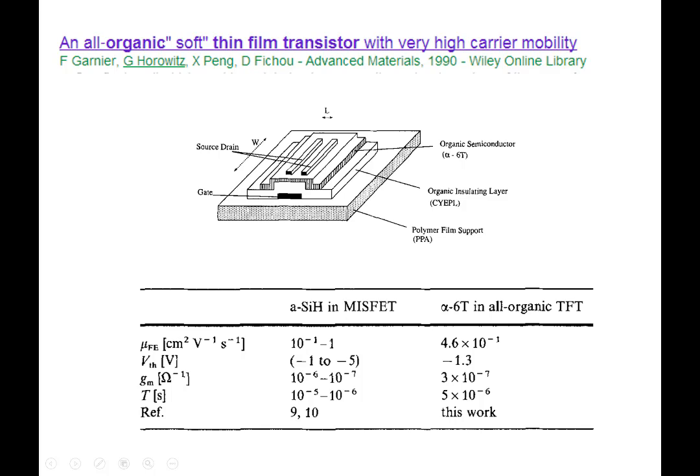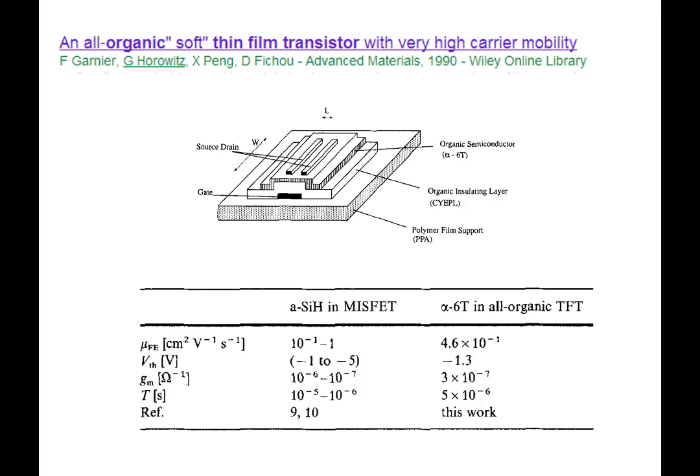An all organic, soft, thin film transistor with very high carrier mobility. Now, when you note the words very high carrier mobility, please keep in mind they are comparing with amorphous materials. They're not comparing with silicon, right? So note that they're talking about amorphous silicon giving a mobility of around 0.1 to 1, and they're talking about their transistor giving a mobility of around 0.46. So they're saying, well, mostly you get 0.1, but here is 0.46. So it's high compared to what people were obtaining with organics earlier.